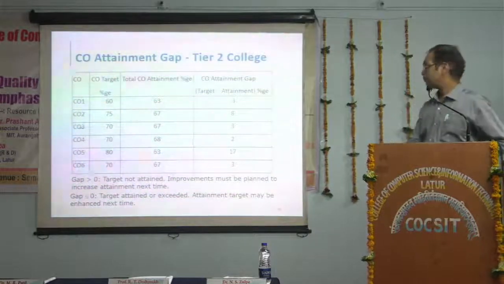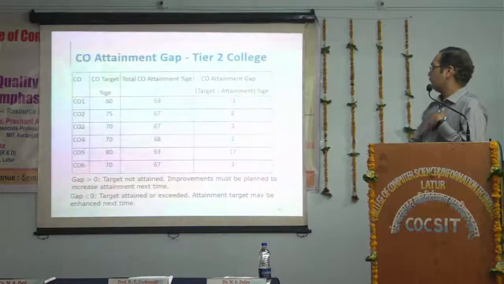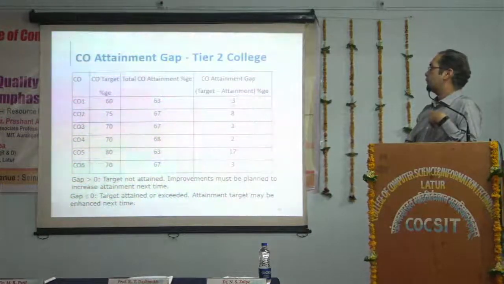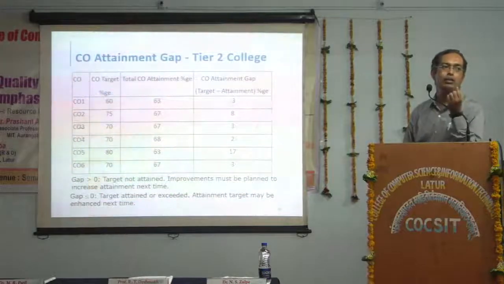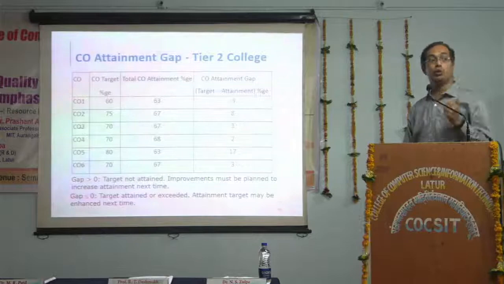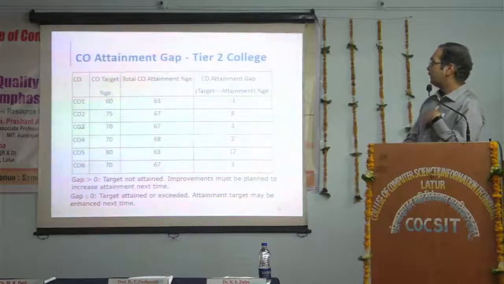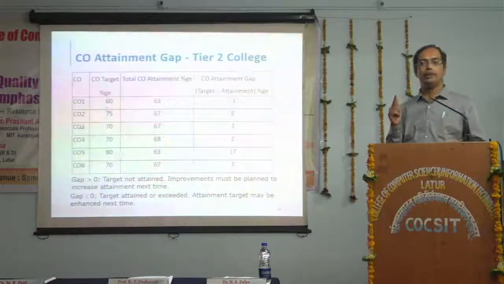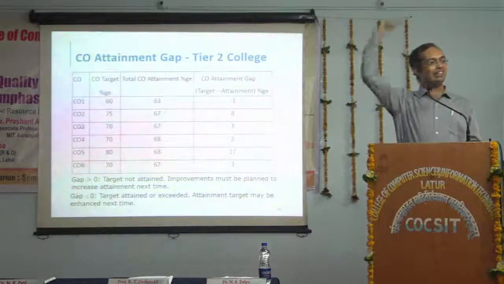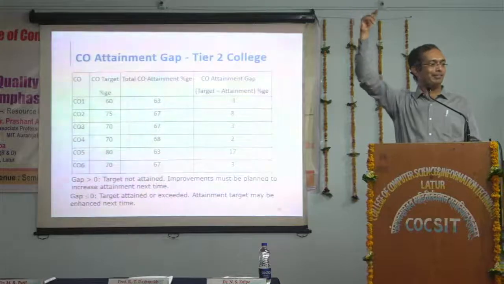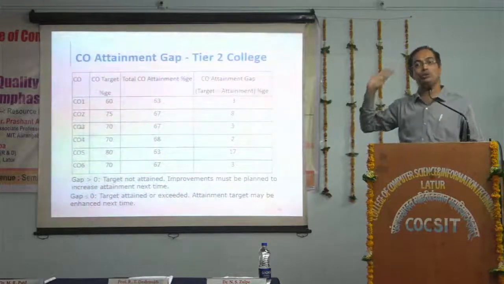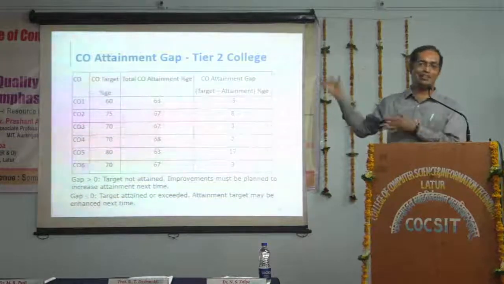Right? So if you see this particular case, CO1 is attained to a greater level, because we decided that students should get 60, but they got 63, so they got more. So next time whenever you define the CO1 target, you have to improve the target. Instead of 60, you can say next time the student should achieve 65. Understand? Instead of 60, I will say next time the student should achieve 65 or 63, whatever may be the case.